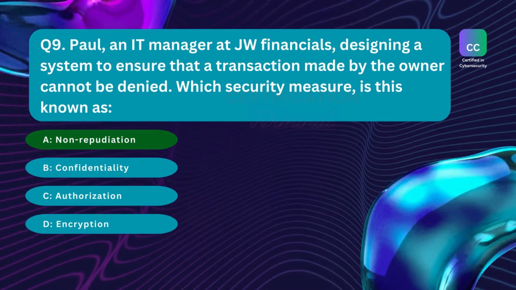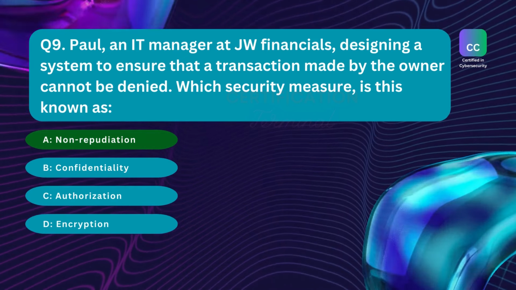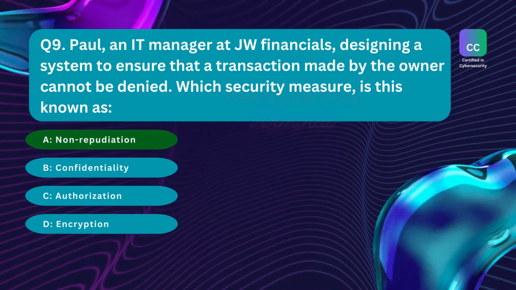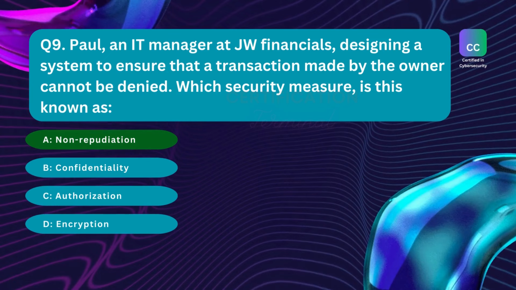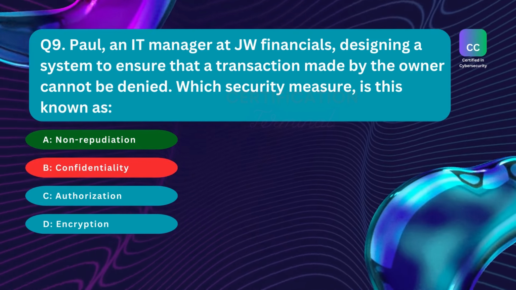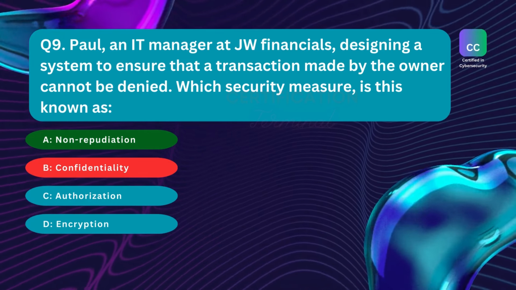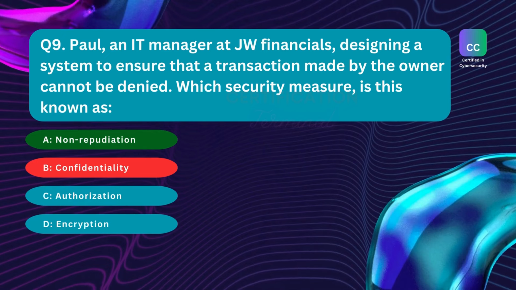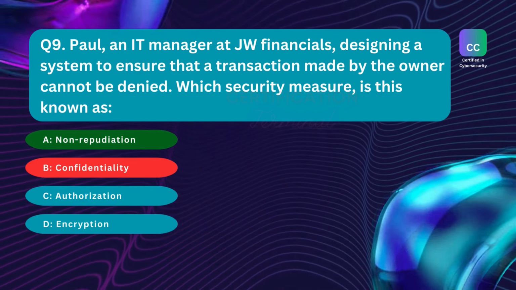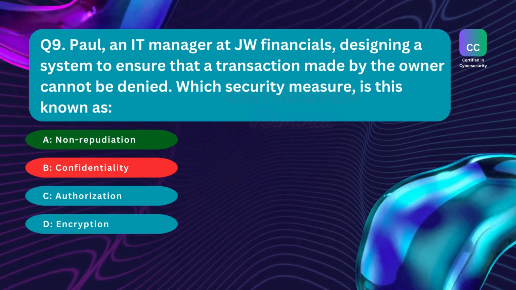Non-repudiation is a property of systems that provides assurance that someone cannot deny the authenticity of their signature on a document or the sending of a message that they originated. Option B, confidentiality, is incorrect. Confidentiality is about keeping information secret and making sure it is not disclosed to unauthorized parties. It doesn't involve proving actions were taken by specific parties.